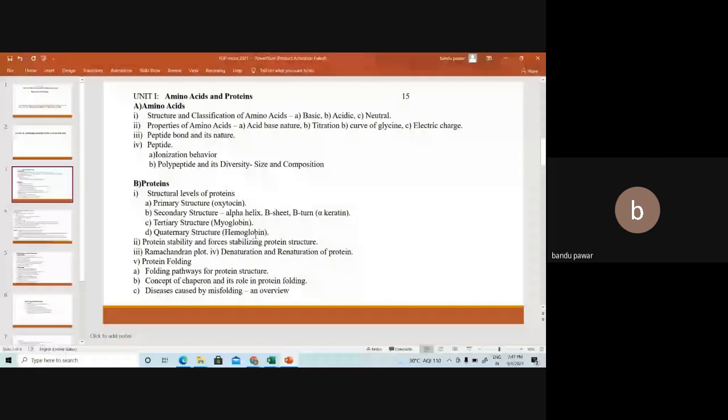Protein is a polymer of amino acids. Then how is protein composed from amino acids?